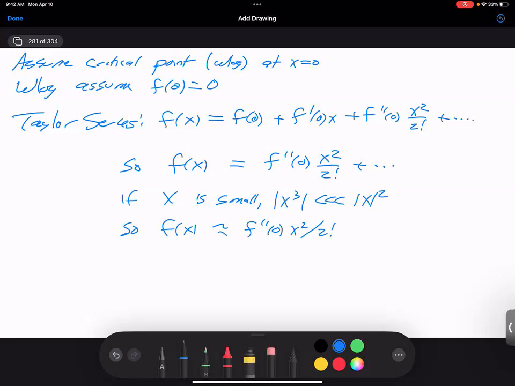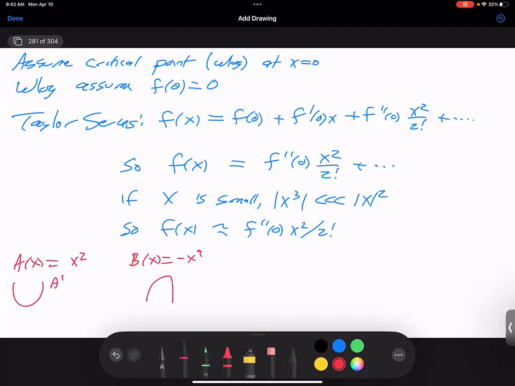So if our function has a Taylor series, or if we can at least approximate it, we can always adjust things so that f of 0 is 0. We're just shifting everything up or down. We can always translate so that our point is the point 0, just to make things easy. So if x is really small, my function looks like f double prime of 0 over 2 times x squared. So let's look at two very special parabolas. Let's look at a of x is x squared, and let's look at b of x is negative x squared.